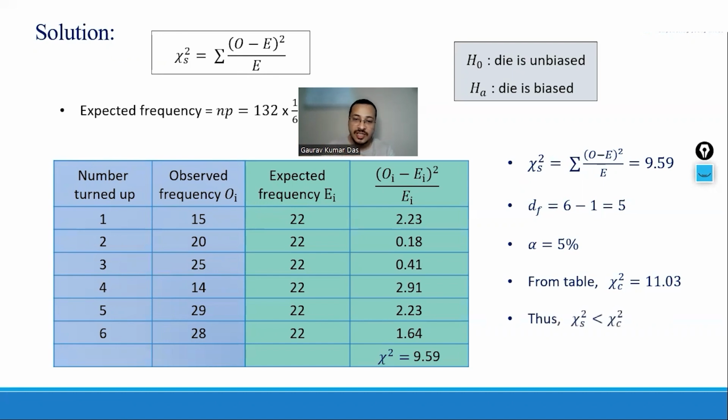Now here, the chi-square statistic is actually less than the chi-square critical value. So if it is less, the null hypothesis is accepted. You can easily visualize this also. I leave that to you as homework.